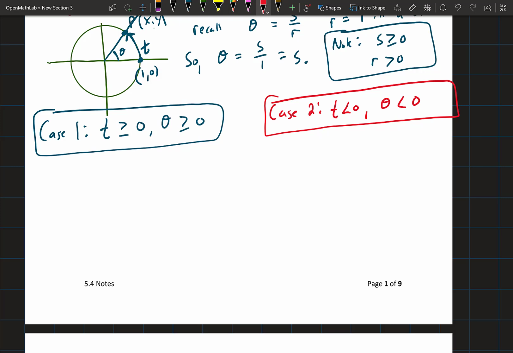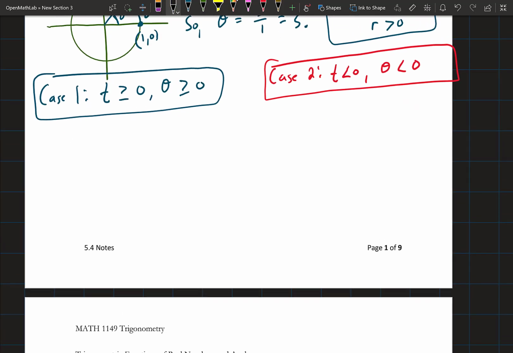So let's look at case 1. I'm just going to draw a generic picture here. So we have this central angle with a point P on it, where point P is on the unit circle. So this is the unit circle. Then this part is going to be theta. And then along this part, that's going to be equal to t.